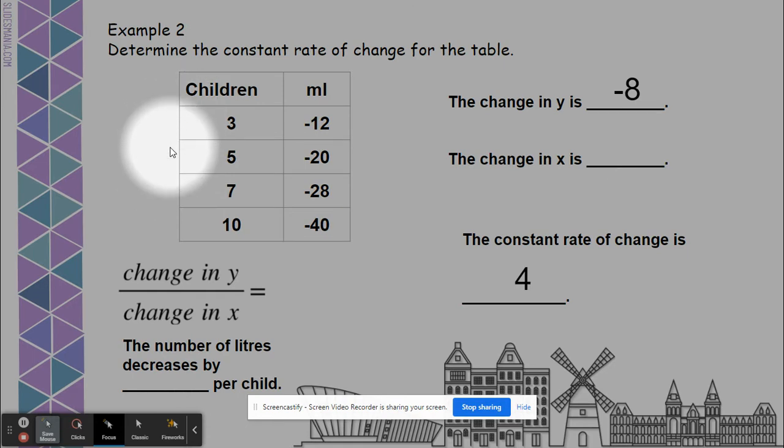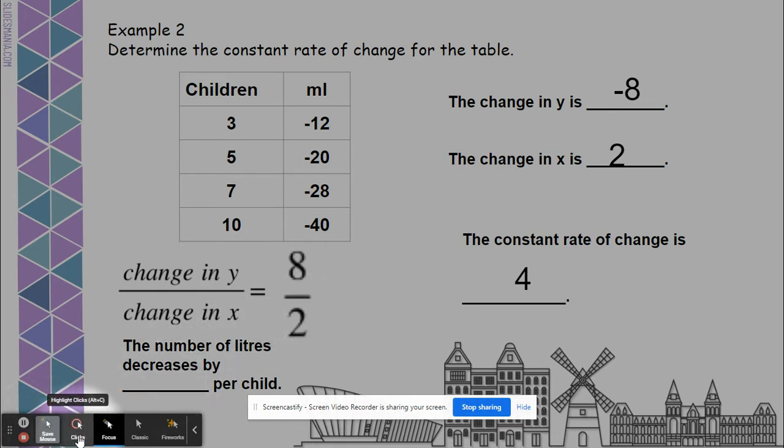But let's check our change in x's because we can't find a constant rate of change without that. So I'm going to do 5 minus 3. Well, even without my calculator, I know that's 2. How about 7 minus 5? Even without my calculator, I know that's 2. So I think I can safely say that the change in x is 2. All right, so that means my change in y is negative 8, and my change in x is 2.